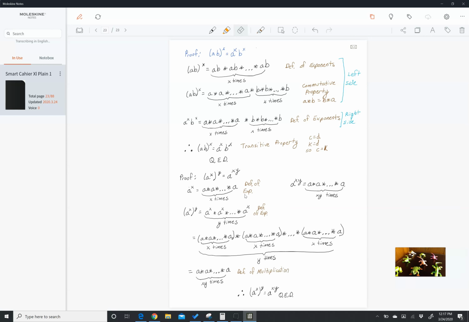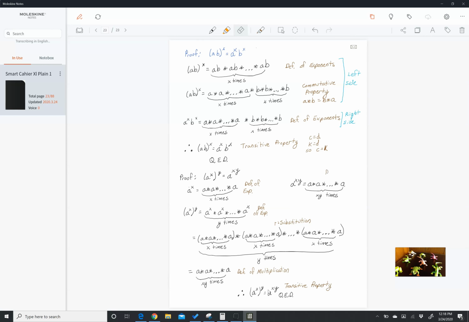All we did here is just a substitution. Instead of writing a to the x, we wrote a times a times a. Instead of writing this, we put it in as this. Okay, so we did a substitution. And then our last thing was because of the transitive property. They're both equal to the same thing, therefore they're equal. That was the right side.